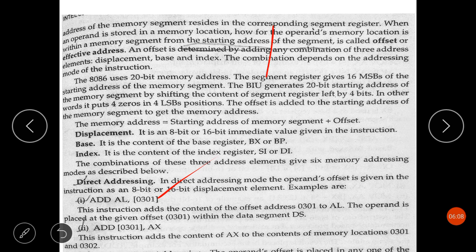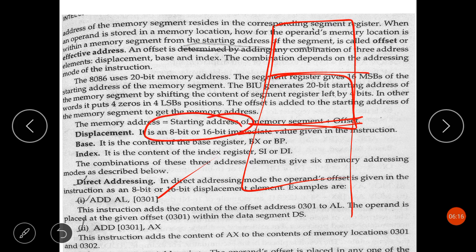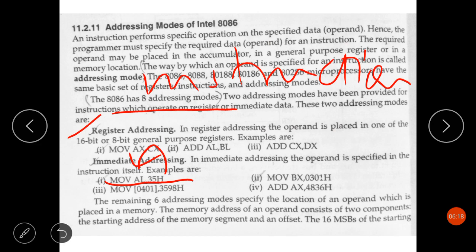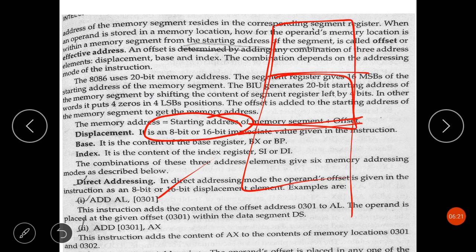So in the data segment, if this is the memory and we have this data segment at this point, then the starting address of the data segment, the 16 MSBs of the starting address of the data segment, will be stored by a segment register, and the offset from where the operand will get copied from in the data segment, or you can say where the operand is residing in the data segment.